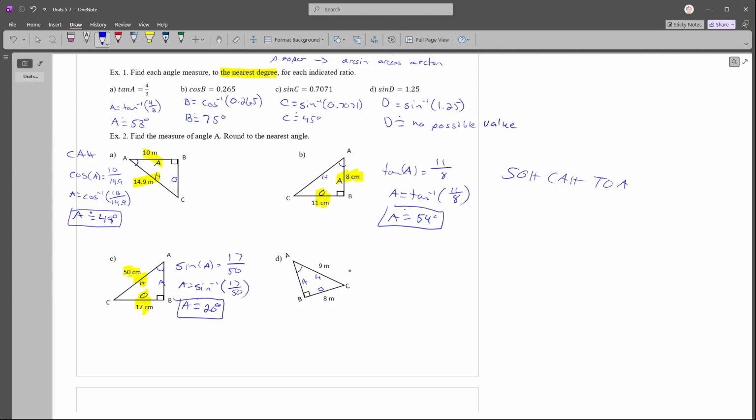One more. So what do we have? We need two sides here. We need opposite, which is 8, and hypotenuse, which is 9. So we have SOH again, so that's sine again. Sine of angle A is equal to our opposite, which is 8, over our hypotenuse, which is 9. And we end up with A equal to sine inverse of 8 over 9, and you end up with a whopping A approximately equal to 63 degrees.